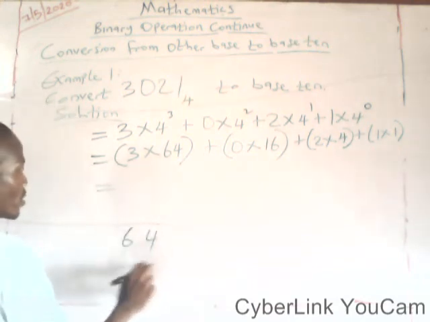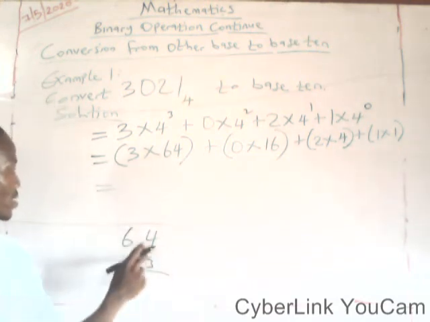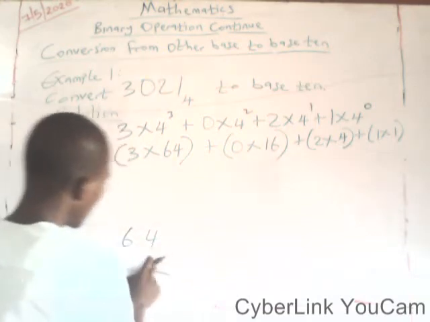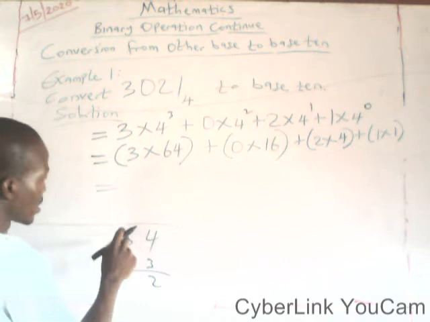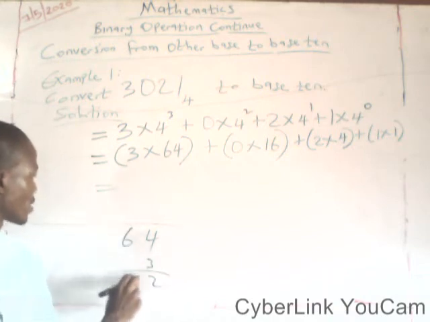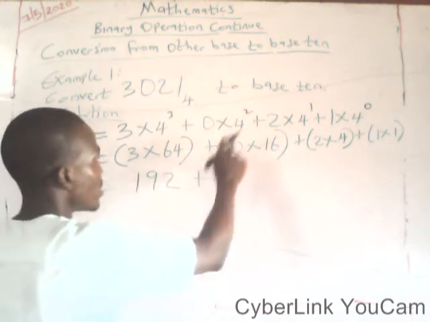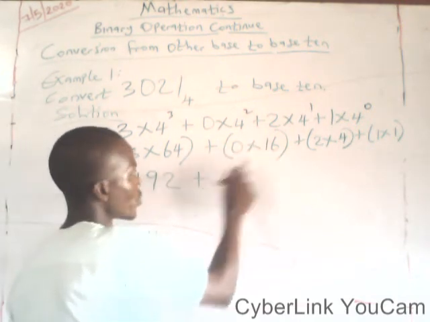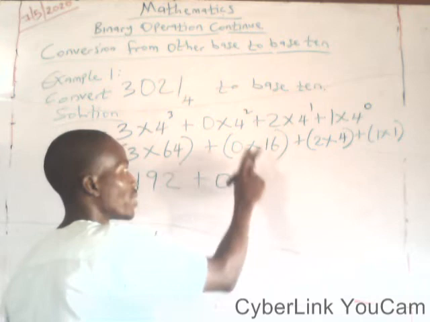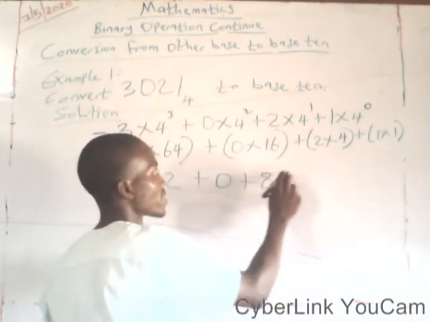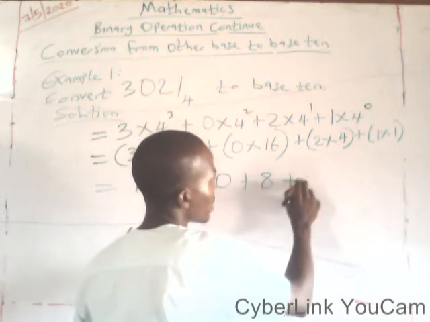This is 64, this is 3. 3 times 4 will give us 12. Right? 2 remainder 1. 3 times 6, that is 18. 18 plus 1 will give us 19. That is 192. Plus 0 multiplied by 16 will give us 0. Don't forget, any number multiplied by 0 is 0. 2 times 4 is 8. 1 times 1 is 1.